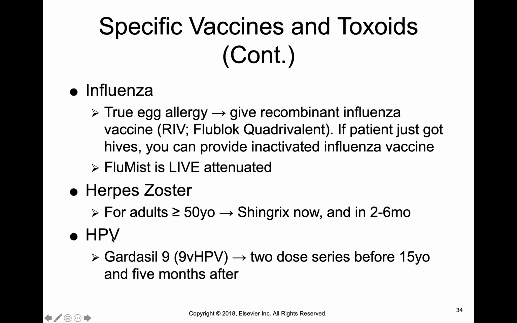And then in human papillomavirus, HPV, there is Gardasil 9. They used to make different versions, 2, 4, 6, 9, with 9 covering the most valencies or variations of HPV. And this is a 2-dose series, certainly before, and it can also be given in males, but one is before 15 years old, and then you do another shot 5 months after. Okay, that does it for the vaccinations.